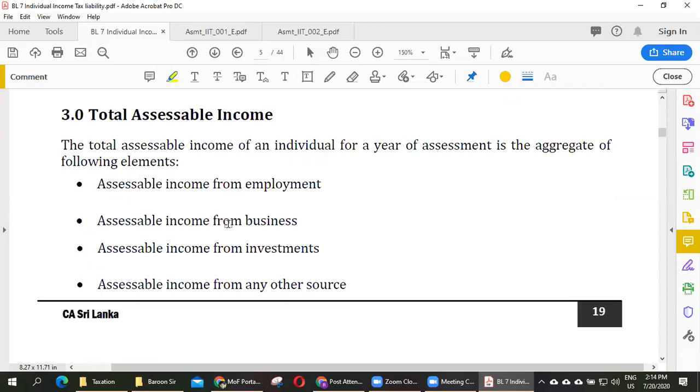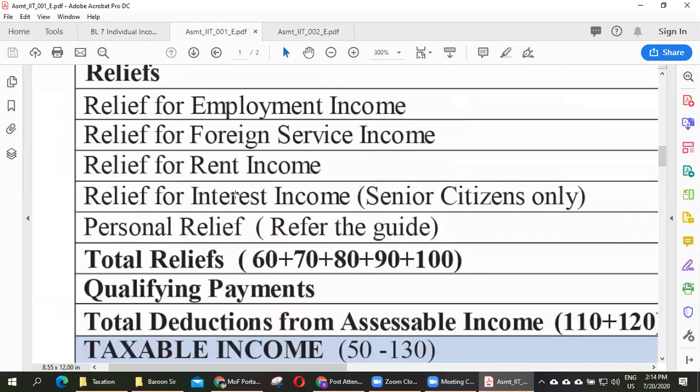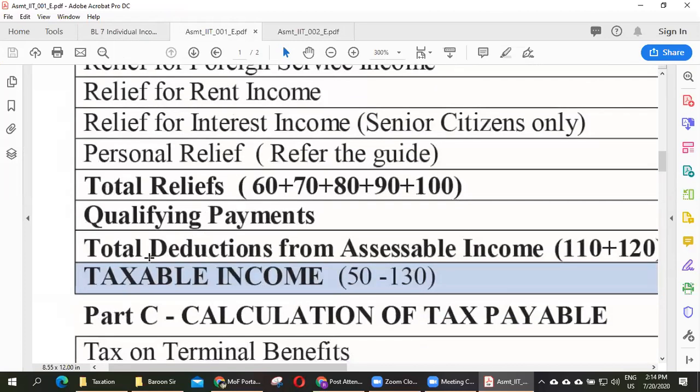Right, now we will move to assessable income. We will discuss in detail one by one. Here under the qualifying payment, what are the things available to claim? There are two things. What are those?